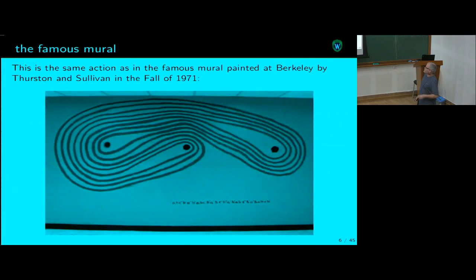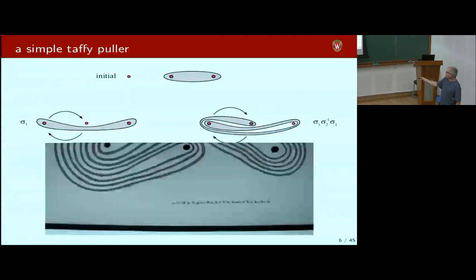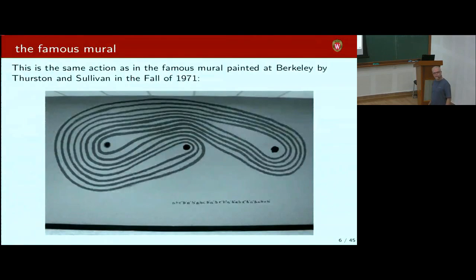In fact, this has been long known in mathematics. This is a famous mural painted in Berkeley by the great Bill Thurston and Dennis Sullivan in the fall of '71. And written here is a so-called word for the shape of this curve. So this is a curve which, like my piece of taffy, has been stretched and folded several times. And so mathematicians have been studying this sort of thing for a long time, but not as long as people have been making taffy pullers.